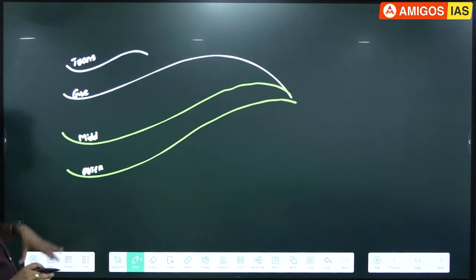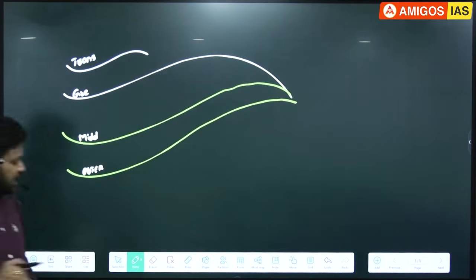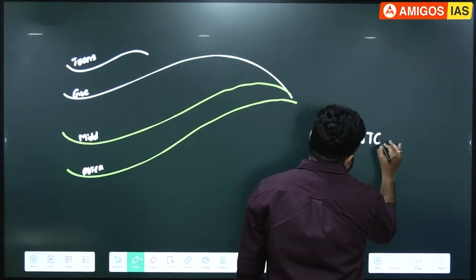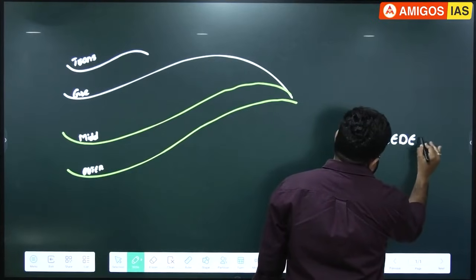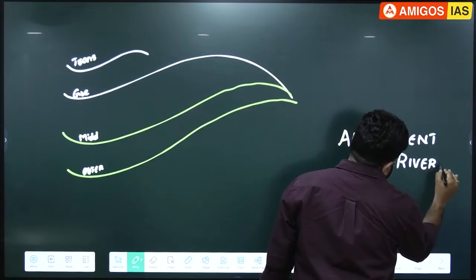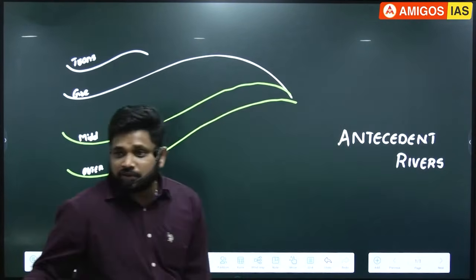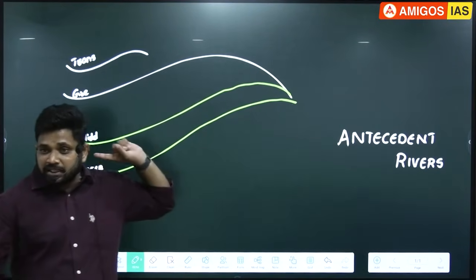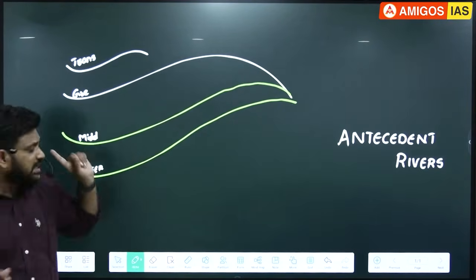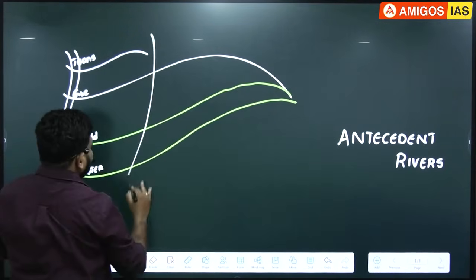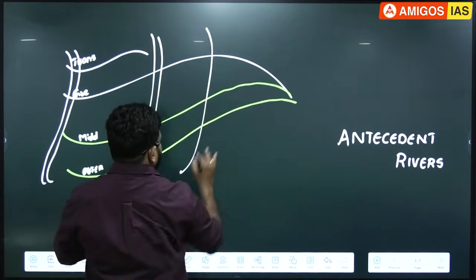In between the Himalayas, there are certain rivers flowing. Such rivers are called antecedent rivers. There are certain rivers flowing through the Himalayas. Some of the rivers are considered as antecedent rivers. These antecedent rivers are cutting the Himalayas into 4 groups.